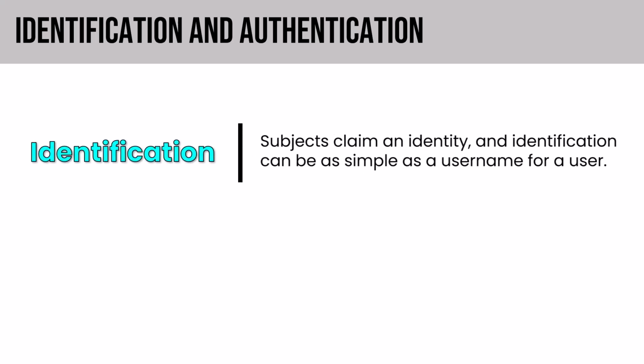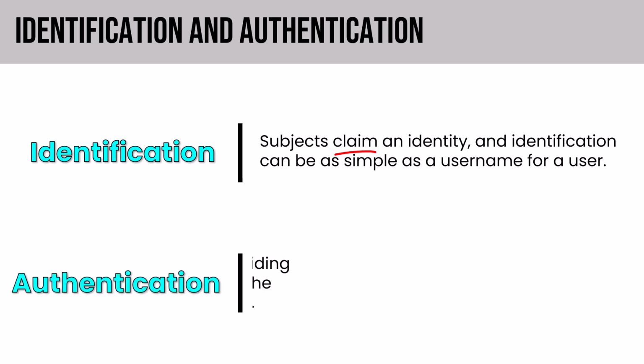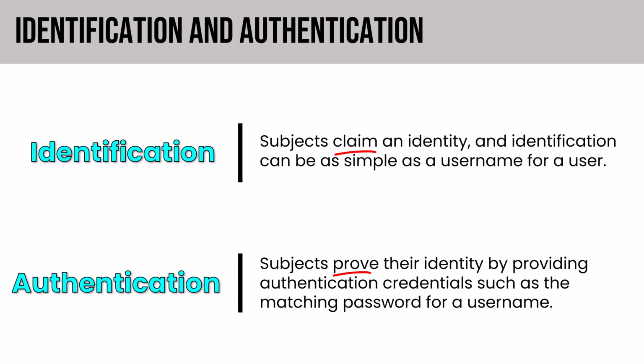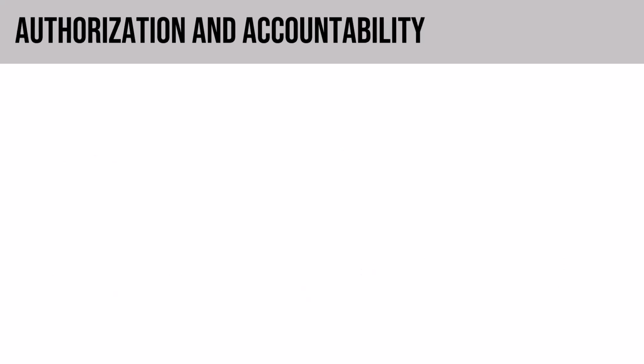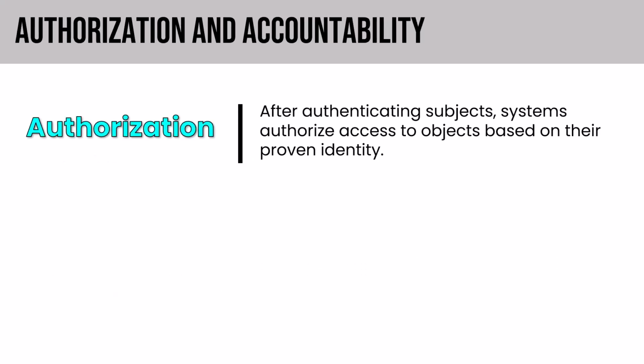So identification is where a subject claims an identity, and identification could be as simple as a username for a user, as simple as an Active Directory account. And authentication, again, where the subject proves their identity by providing authentication credentials, the matching password for a username, for example. And this leads to authorization. So after authenticating subjects, systems can authorize access to objects based on their proven identity.